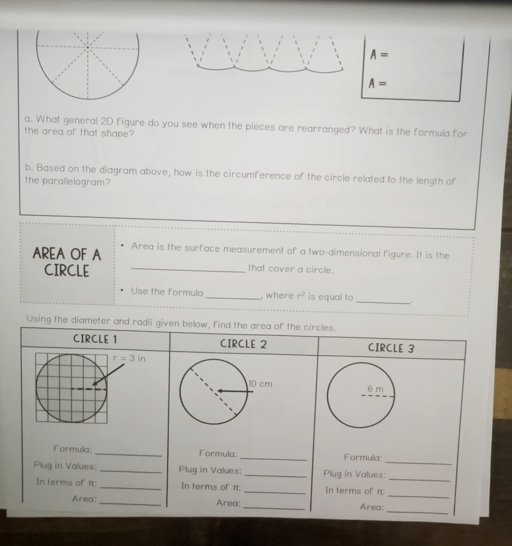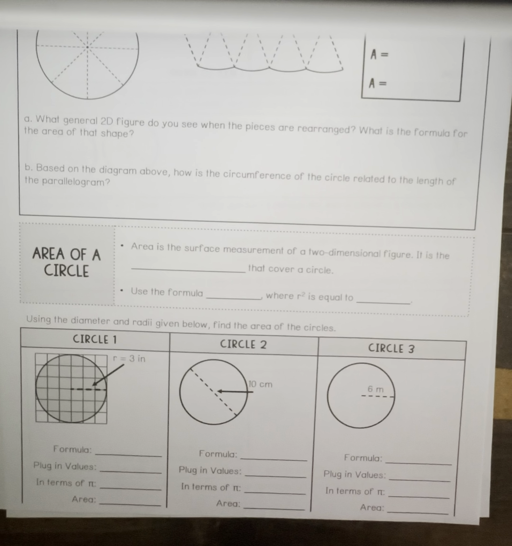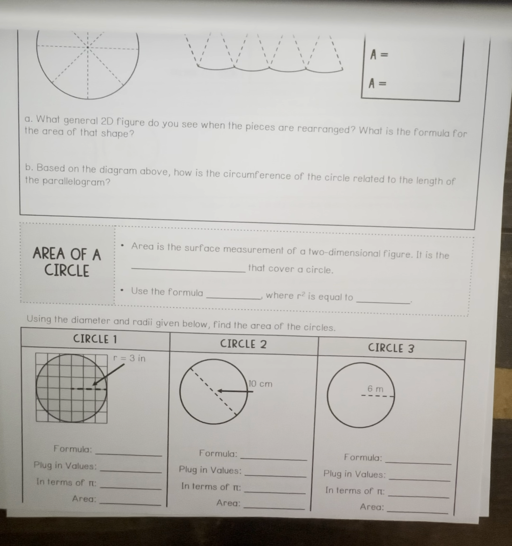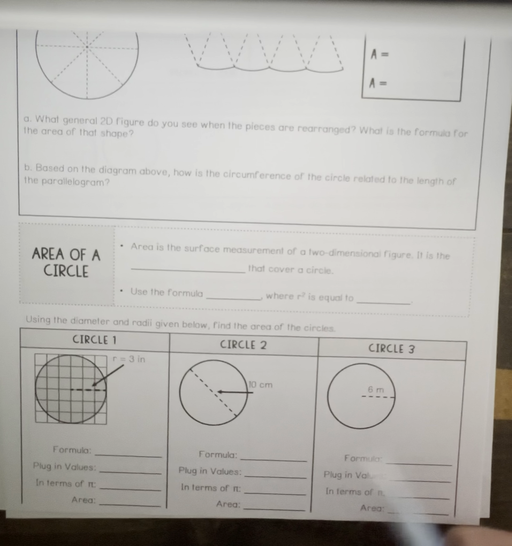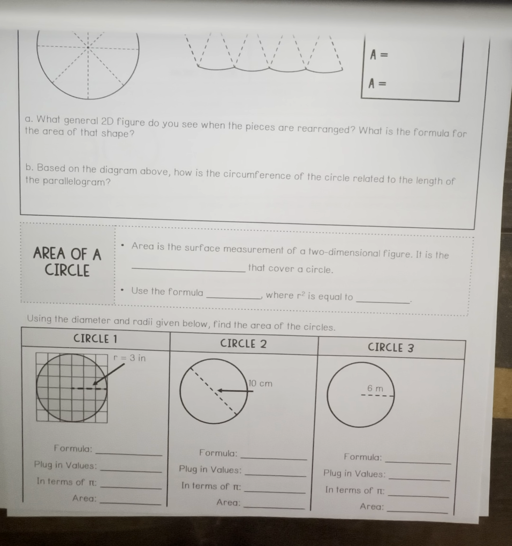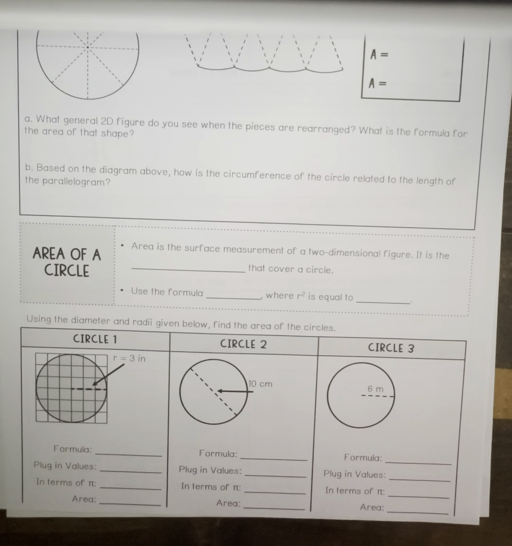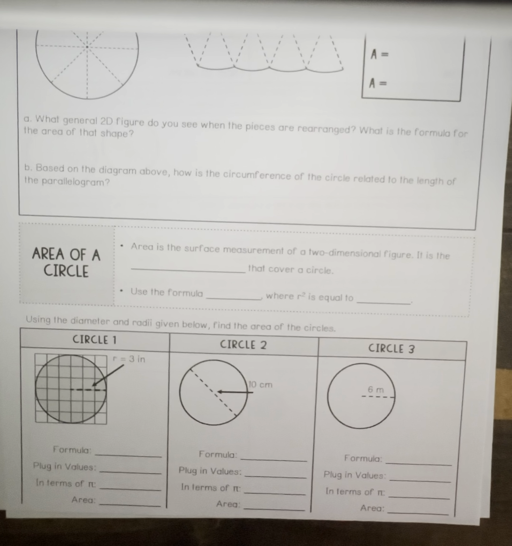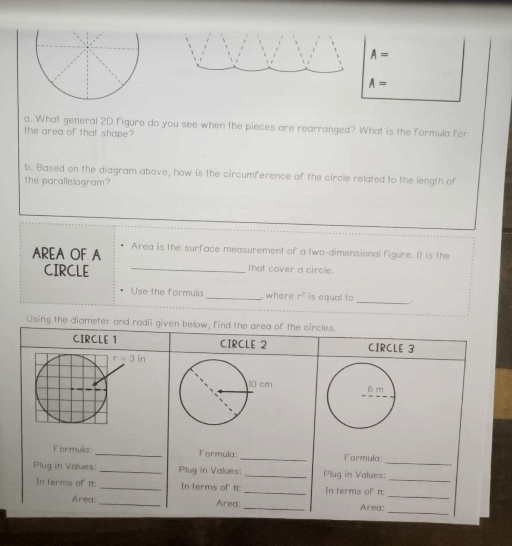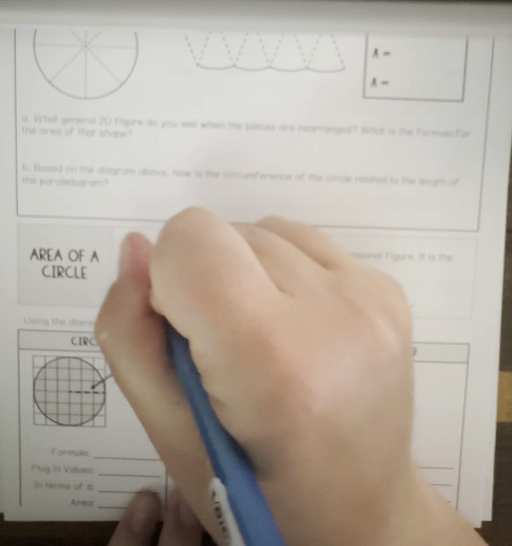So in front of you, the notes, the top part, I did not like what it was saying, so I skipped it. We're going to go straight to the meat and potatoes of what the area of a circle is and what it means. Area is the surface measurement of a two-dimensional figure. It's the space that covers a circle.